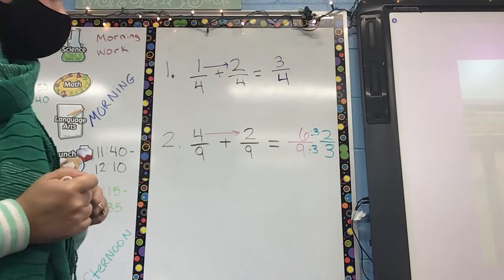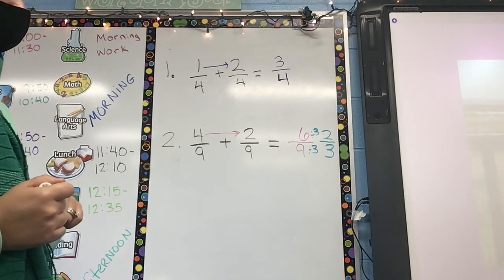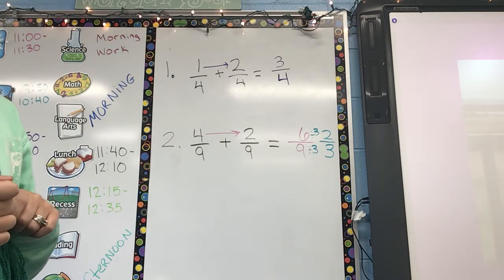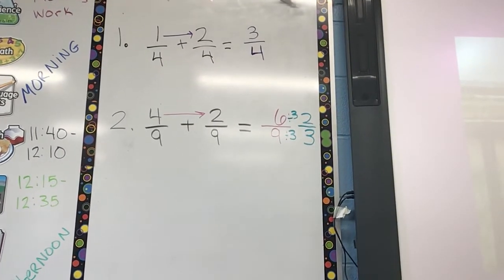When you divide them both by 3, what's 9 divided by 3? 3. What's 6 divided by 3? 2. So 2/3. That is then your final answer. This should be in your math notebook.